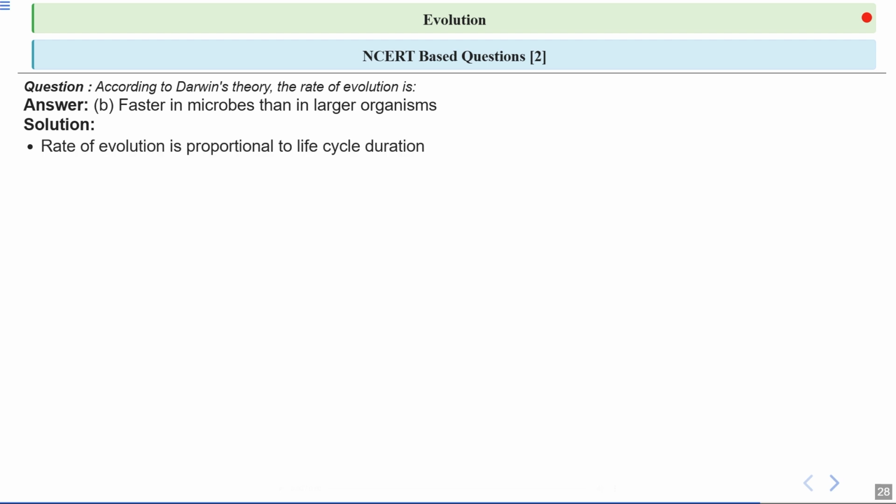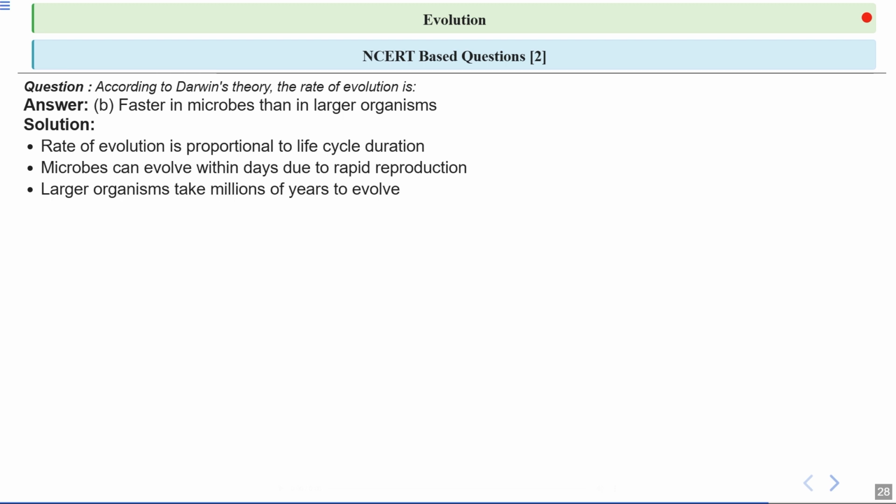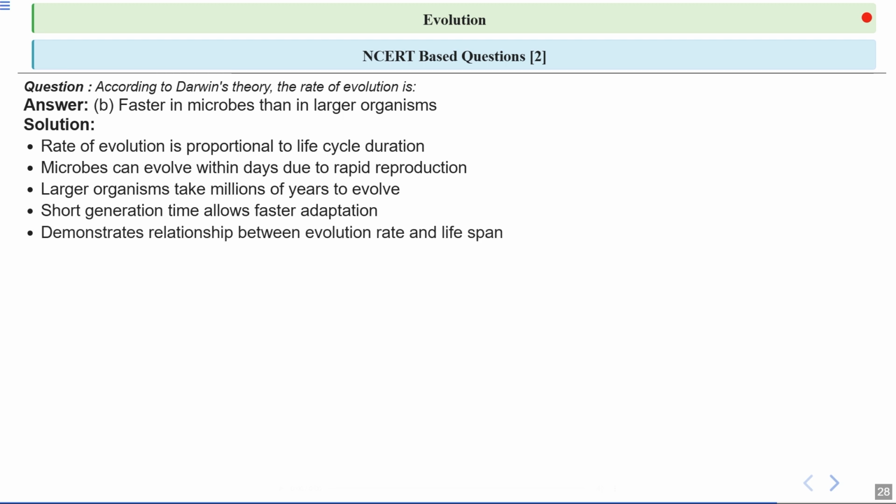Let's have a look at the explanation. The rate of evolution is proportional to the life cycle duration. Microbes can evolve within days due to rapid reproduction. They can multiply very fast. Larger organisms take millions of years to evolve. Short generation time allows faster adaptation. So this demonstrates the relationship between evolution rate and lifespan.